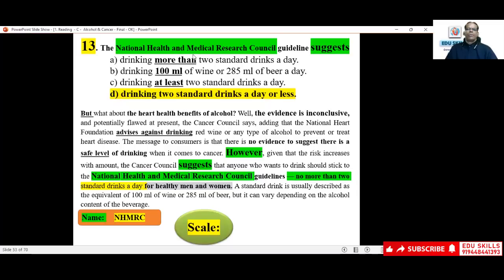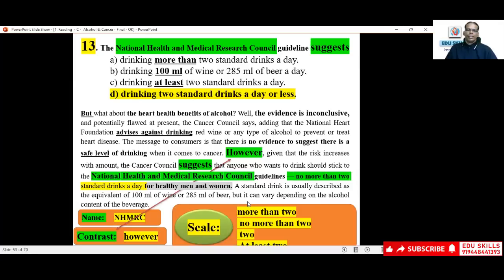Yes. Now the Health Council suggests drinking 2 standard drinks a day or less. See here there is a "however" just before the National Health and Medical Research Council guidelines, which shows there is a contrast with what was said at the beginning of the paragraph. So the name is there, then the scale is given here, and the contrast. However, then the scale: more than 2, no more than 2, 2, at least 2.